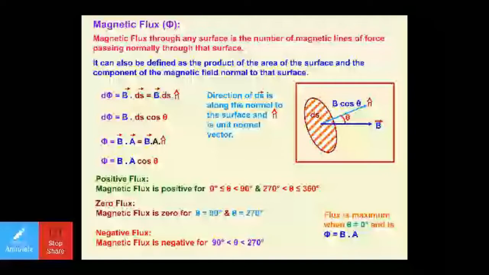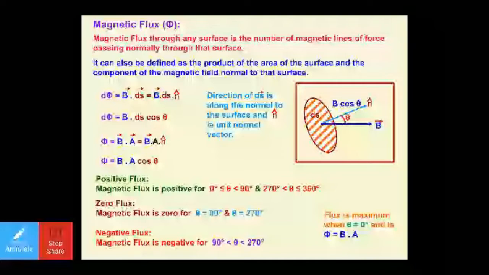In shorter terms, you can say if the field and the normal of the area are in the same direction, it is a positive flux. And if they are opposite to each other, it is a negative flux. And when theta is 90 or 270 degree, it encounters the zero flux.